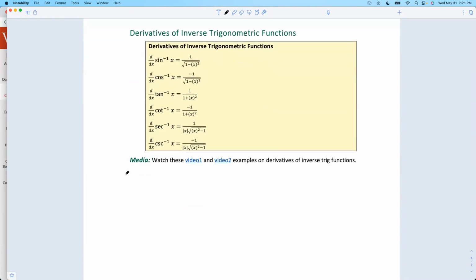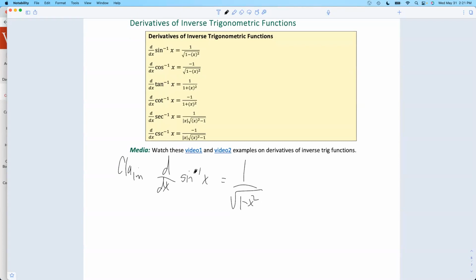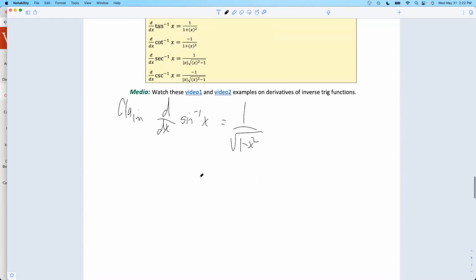Okay, so I claim that the derivative with respect to x of inverse sine of x is 1 over square root of 1 minus x squared. So that's not the reciprocal of sine, that's arc sine, that's inverse sine. Okay, and how will we get this? Well, if we've got f of x equals sine of x, then f inverse of x would be inverse sine.